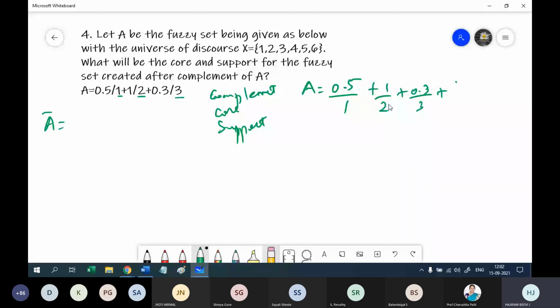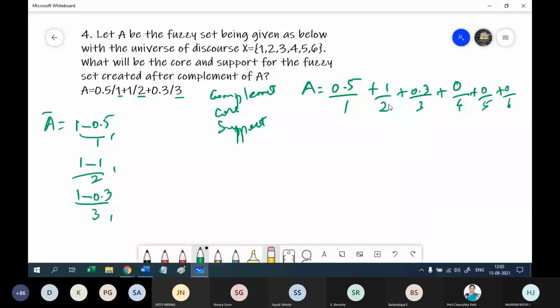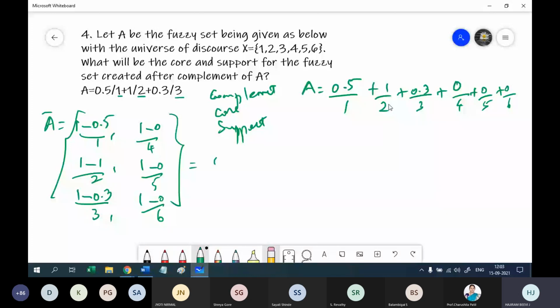Now we are going to find the A bar, which means 1 minus 0.5, then 1 minus 1, then 1 minus 0.3, then 1 minus 0 by 4, then 1 minus 0 by 5, then 1 minus 0 by 6. So the A bar is 0.5 by 1. 1 minus 1 means it is 0. 1 minus 0.3 means it is 0.7. Then 1, 1, 1. So this is the A bar value.